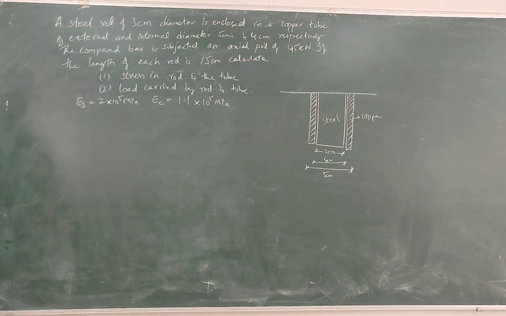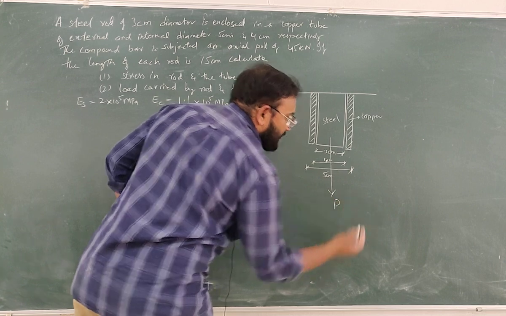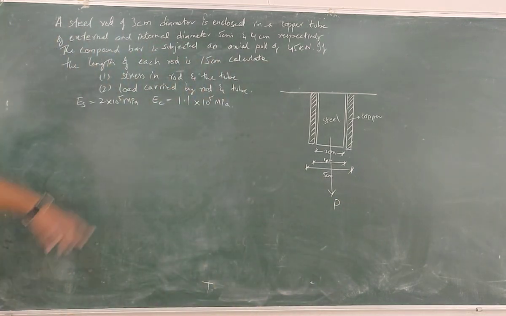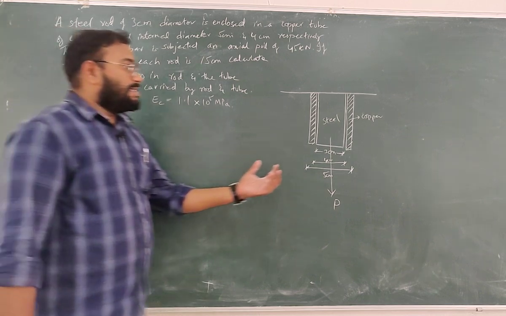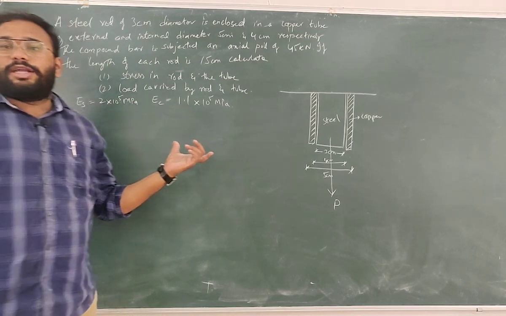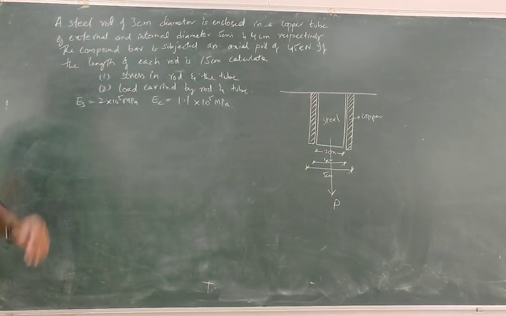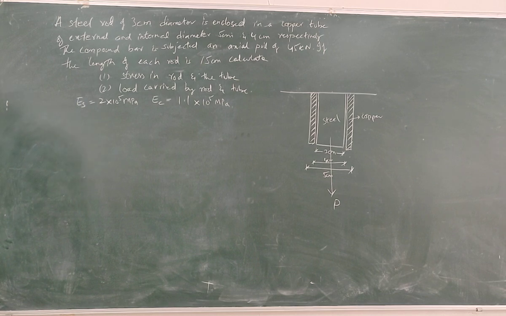Now this is subjected to an axial pull like this, which is 45 kilonewton. You need to calculate the stress induced in this steel rod and the copper tube, and the load shared by the steel rod and the copper tube. Now starting with the problem, first write down the data given to you.